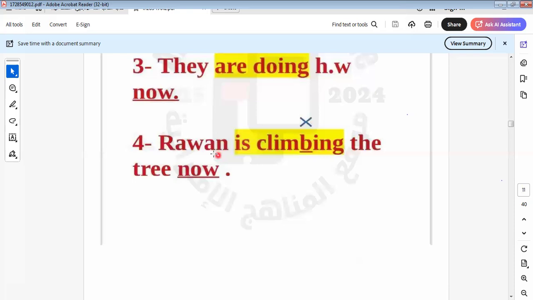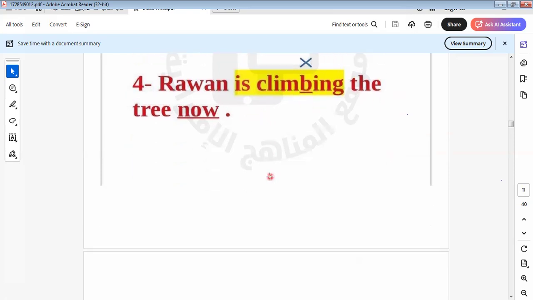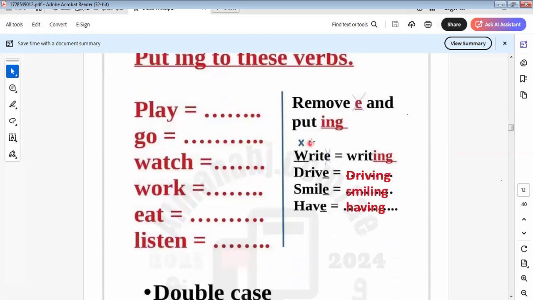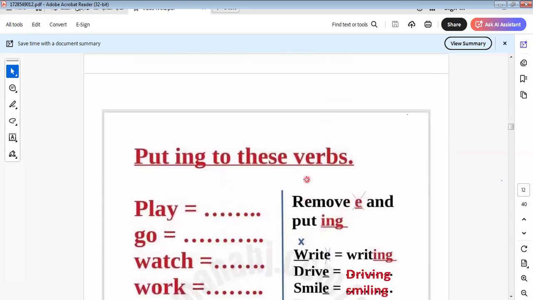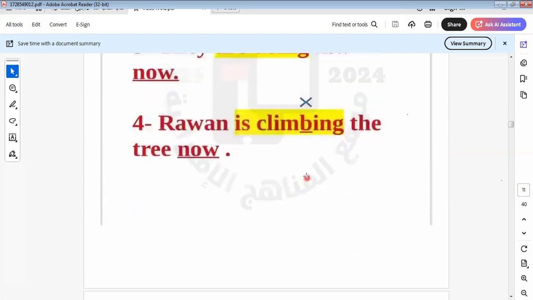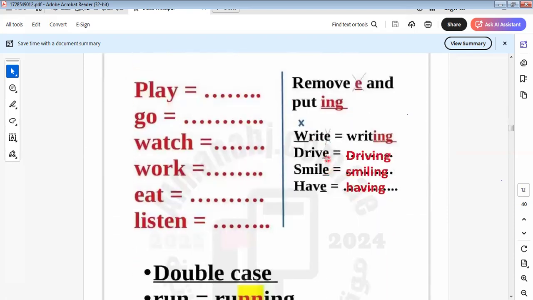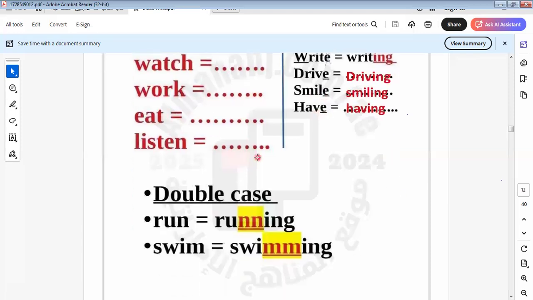Rawan, not Radwa. Rawan is climbing the tree now. Okay. Here we add ing to the verb. Here we remove the e and add ing to the verb. Here we say climbing. Like drive, driving, smile, smiling, have, having, eat, eating, listen, listening.